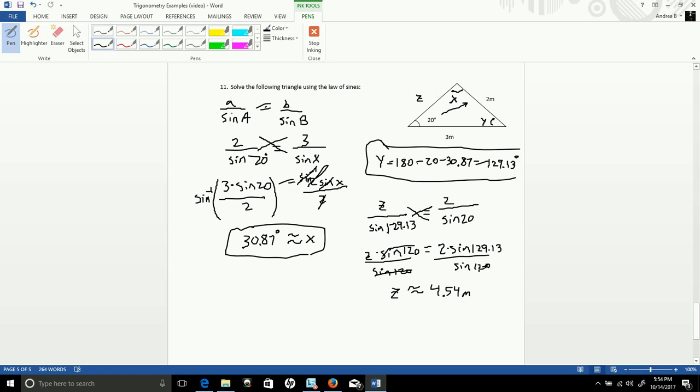Make sure that you're always labeling these in terms of which ones are in degrees and which ones are your lengths. In this case, the length is in terms of meters. Make sure that you are practicing entering those into your calculators. Some of your calculators, it's a little bit harder to enter these into than others.